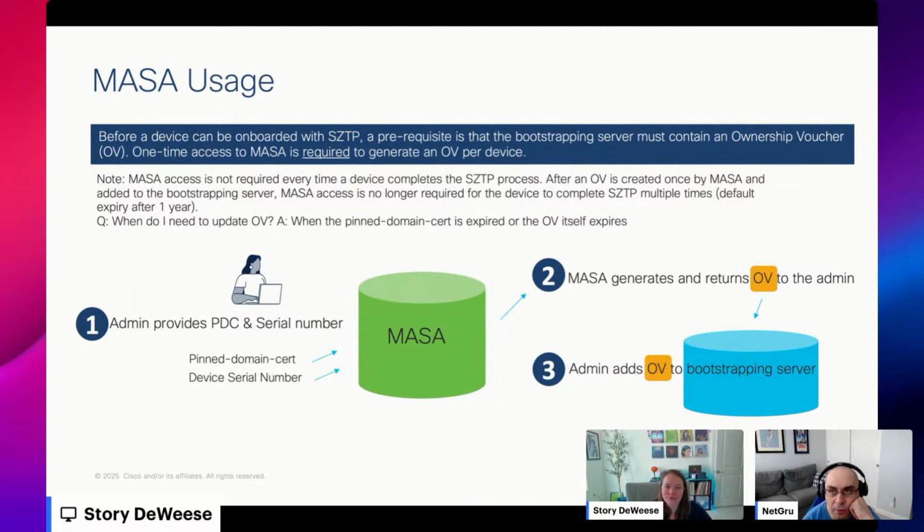Okay, so you have an ownership voucher for every single device that you want to onboard, right? And then there's a lifetime for each voucher. Do we know by default how much that lifetime is? Yeah, usually the default will be 1 year. It expires after a year.